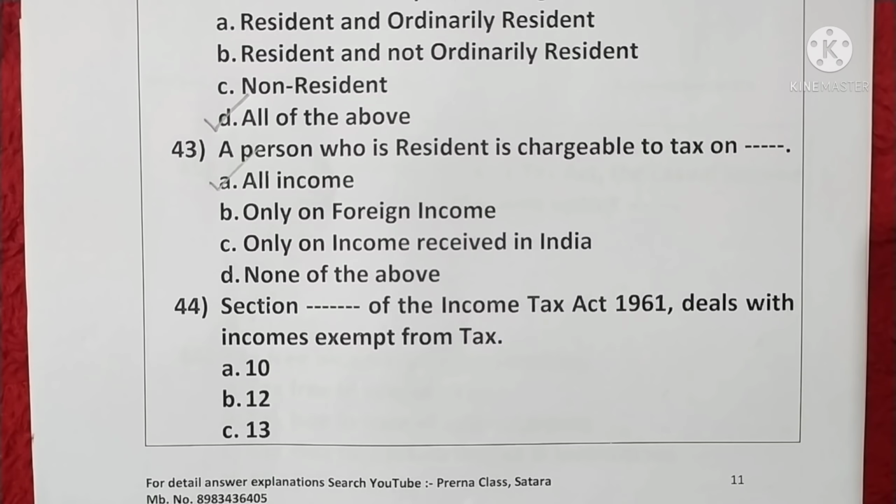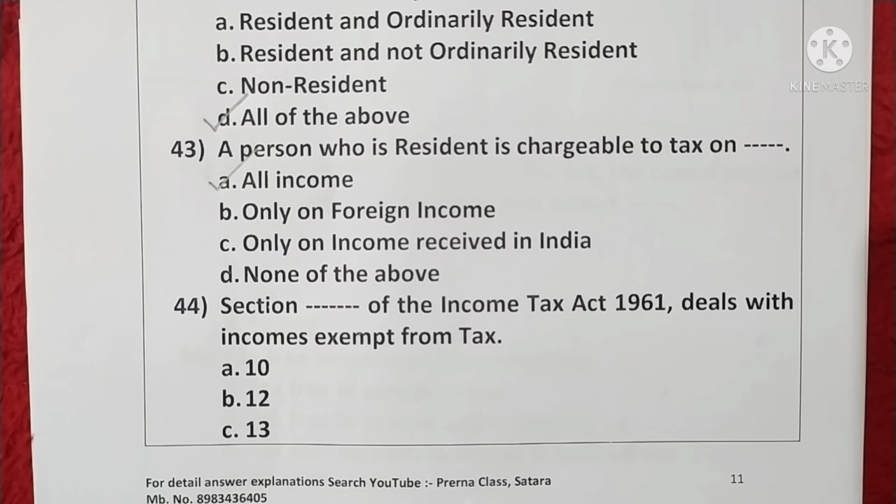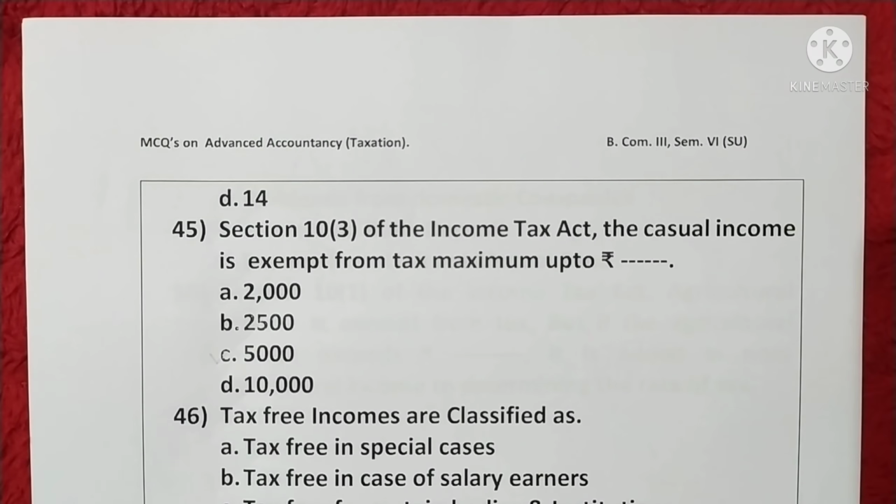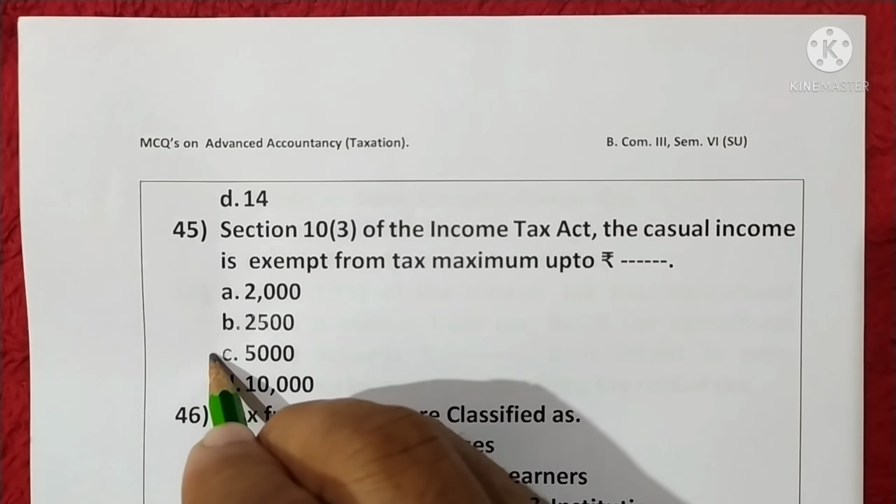Question 44. Section dash of the Income Tax Act 1961 deals with incomes exempt from tax. Here, Section 10 of the Income Tax Act deals with the incomes exempt from tax. Option A is correct one. Question 45. Section 10(3) of the Income Tax Act, the casual income is exempt from tax maximum up to rupees dash. Here, it is exempt from tax maximum up to rupees 5,000. Option C is correct one.